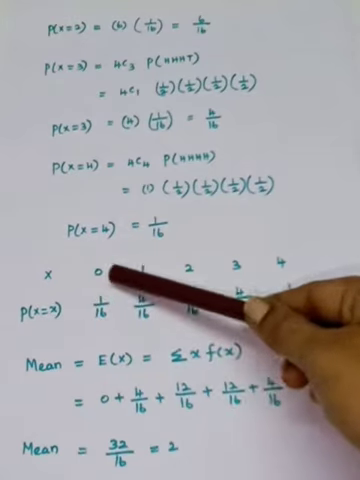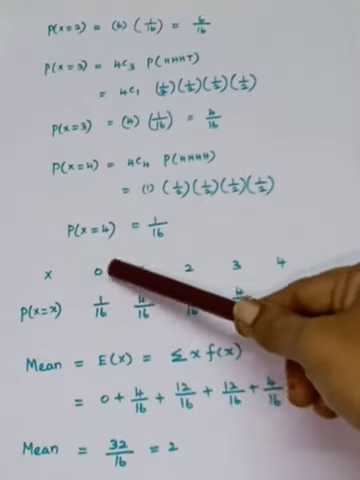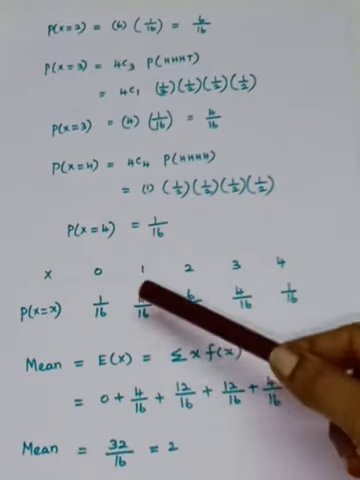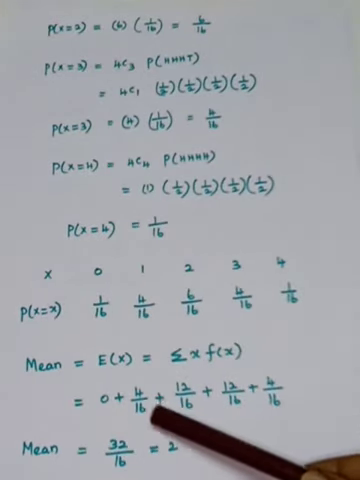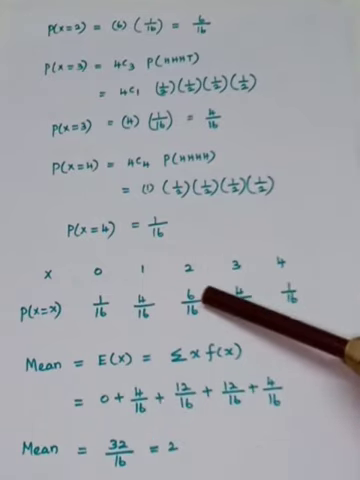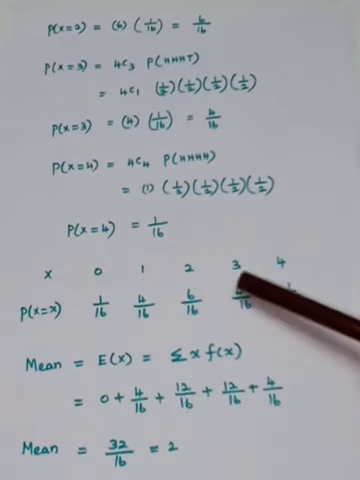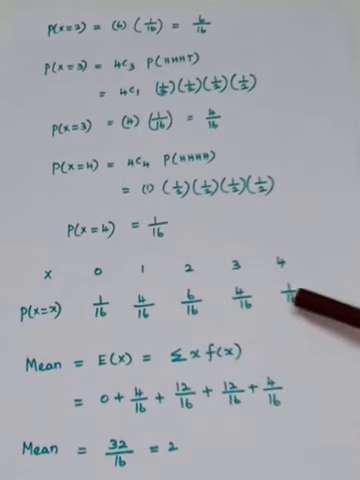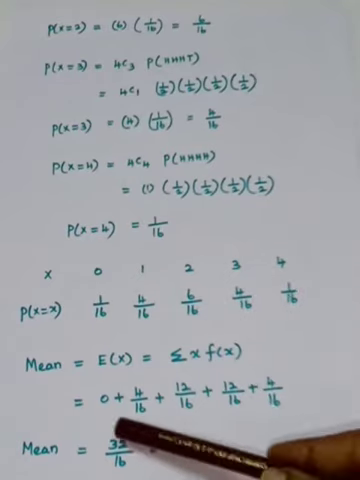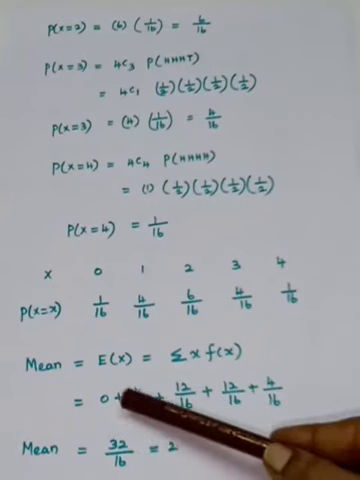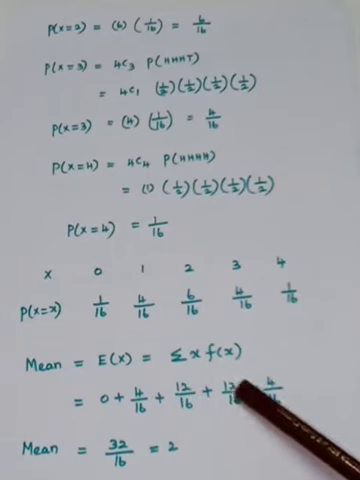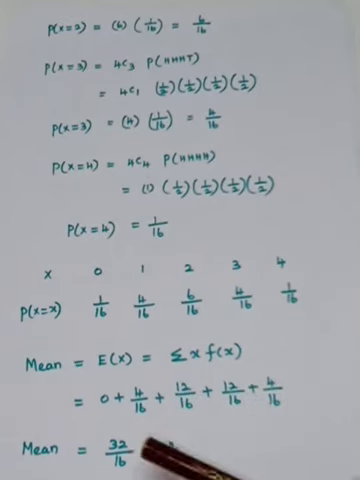The first x value is 0. It has to be multiplied with a probability. 0 into 1 by 16 is 0. Next, 1 into 4 by 16 is 4 by 16. 2 into 6 by 16 is 12 by 16. 3 into 4 by 16 is also 12 by 16. 4 into 1 by 16 is 4 by 16. The LCM is 16. So when you add, 4 plus 12 is 16, here also 12 plus 4 is 16, 16 plus 16 is 32. 32 by 16 is equal to 2.